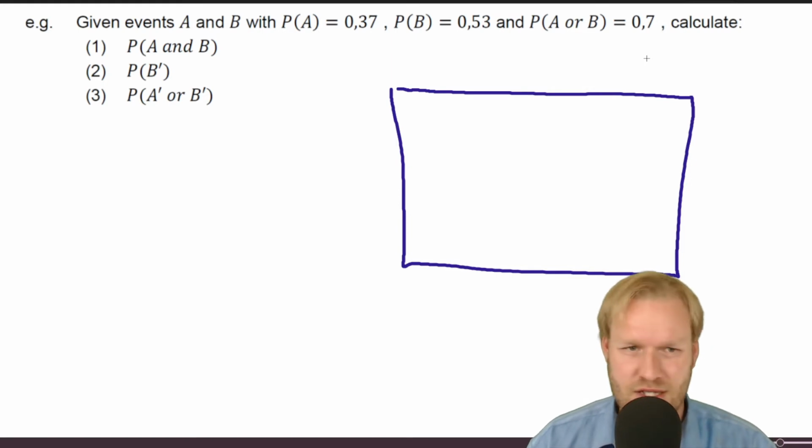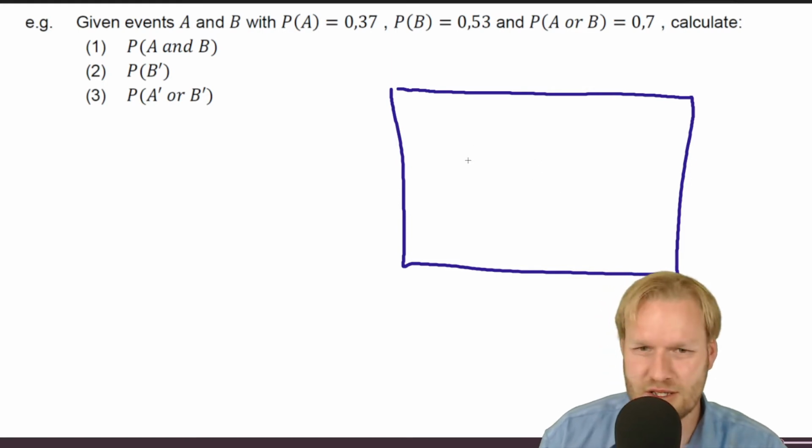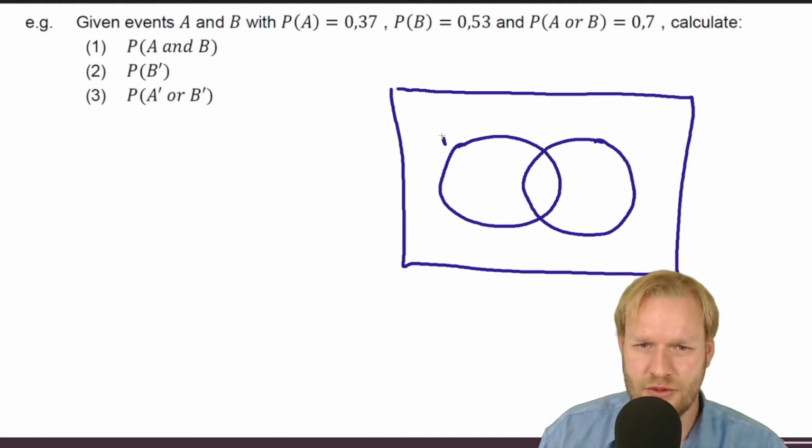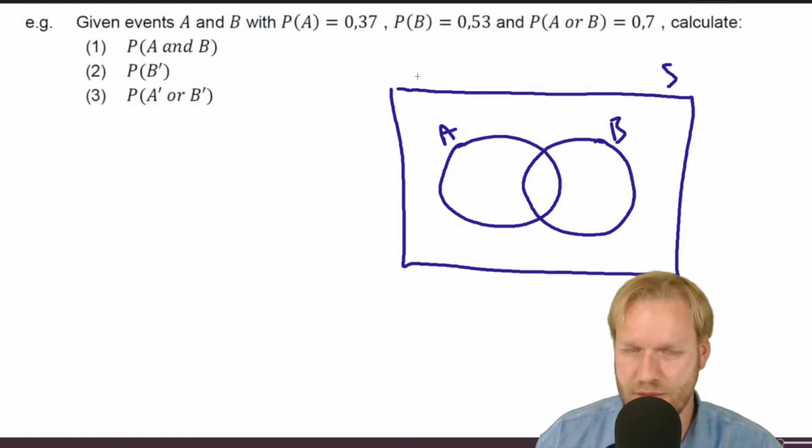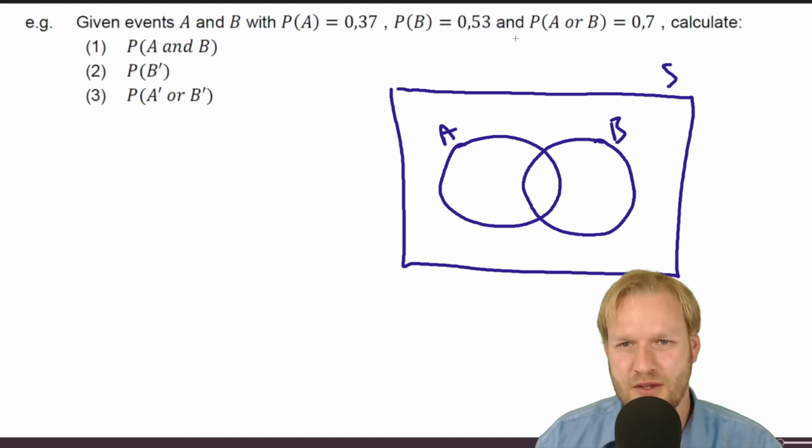We don't know if these things are mutually exclusive or not, but let's just draw, and this is the beauty of Venn diagrams. Without even thinking about it, you can just go A, B, and you've got your sample space, and there's some sort of overlap. So the probability of A is 0,37, and the probability of B is 0,53. And A or B is 0,7.